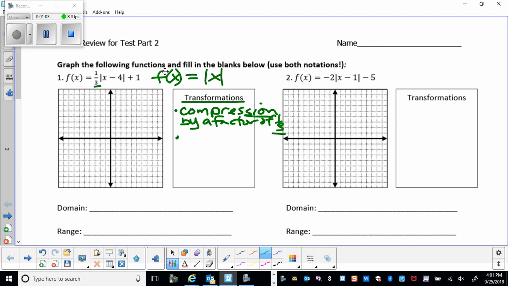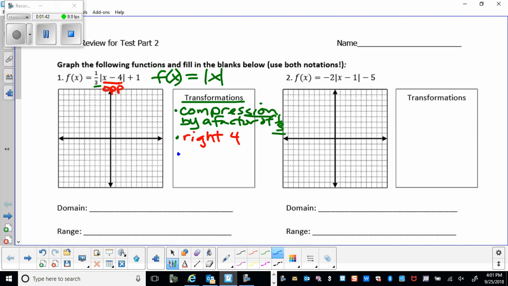And then now I've got this -4 inside. All right, and so it's going to move. It has to do with the x, right? I've got x - 4. So it's actually going to move it horizontally, and it's going to move it to the right 4. Right, and the inside is the opposite of what you would think. It seems like it should go to the left, but it actually goes to the right. So +4 makes that 0 inside.